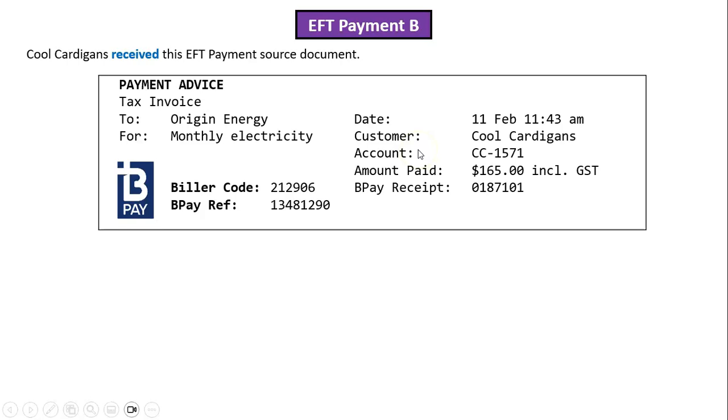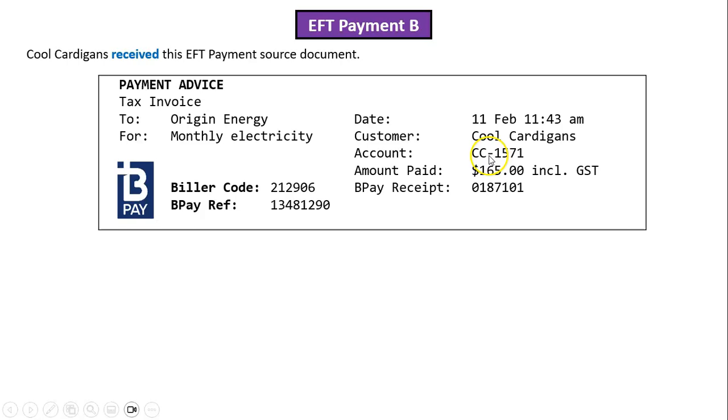So what just happened here? Well, let's just stop and break it down. It says payment advice, it's a tax invoice, but that doesn't mean it's a credit transaction. This just means it's got GST in it, which we can see here. It says 165 including GST. So remember, Cool Cardigans received this, and it was to Origin Energy for the monthly electricity. We've got a date. The customer is Cool Cardigans, that's us. The amount paid was 165 including GST.